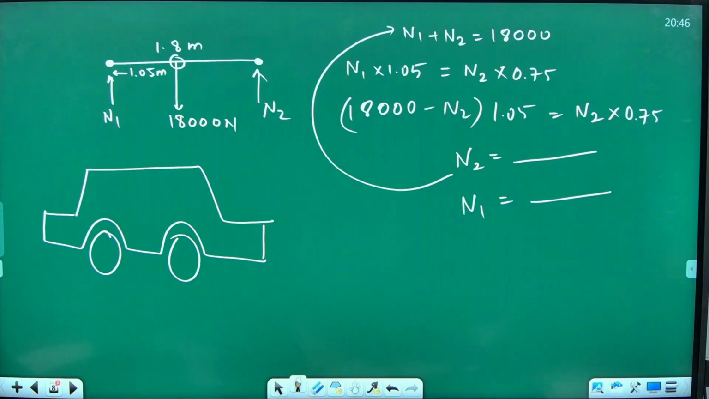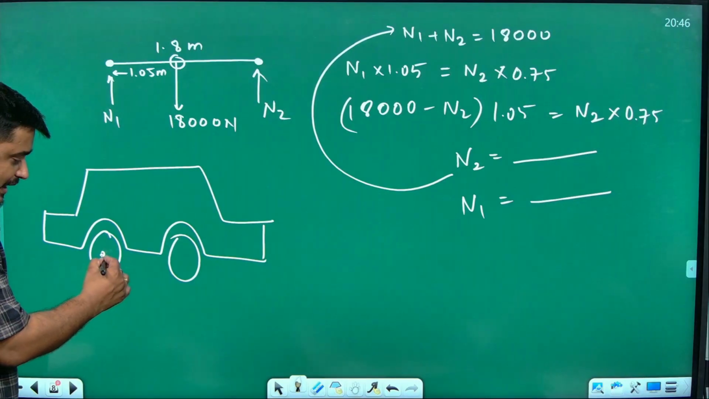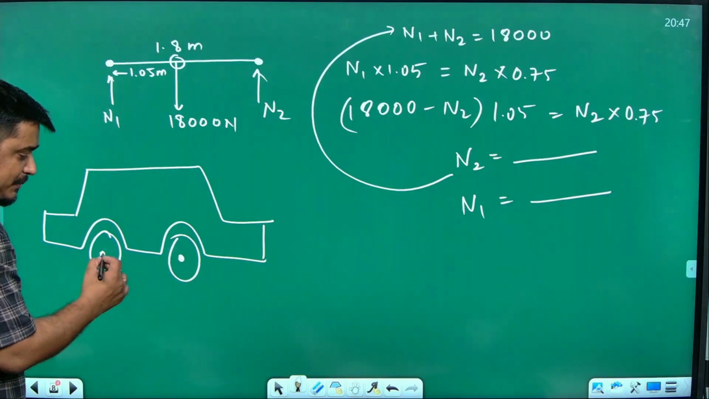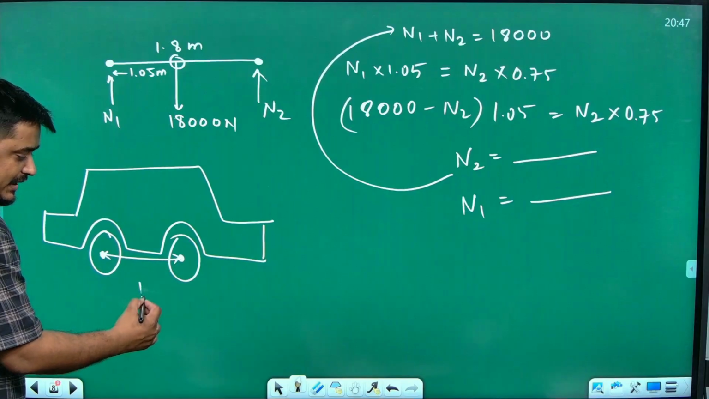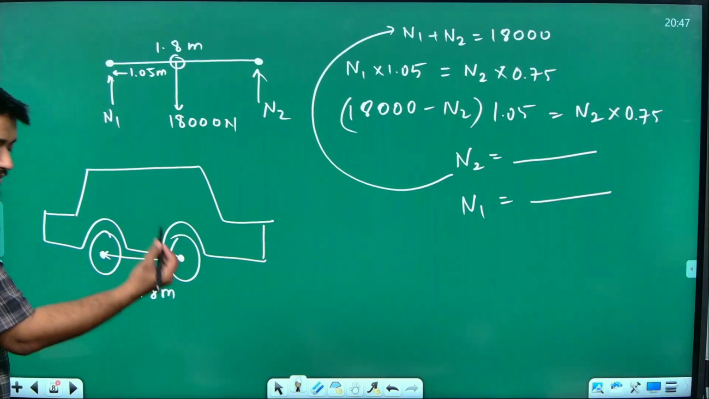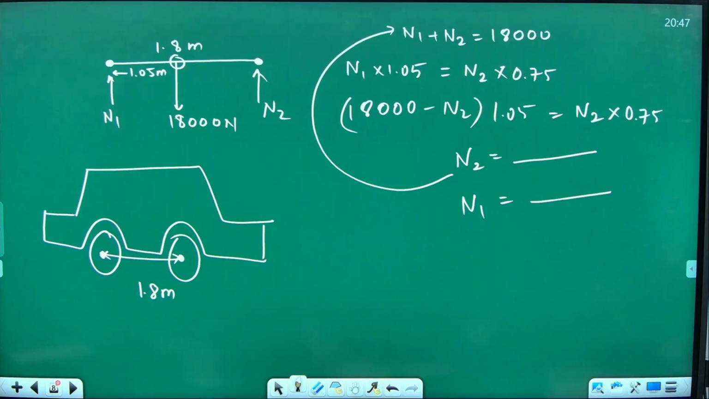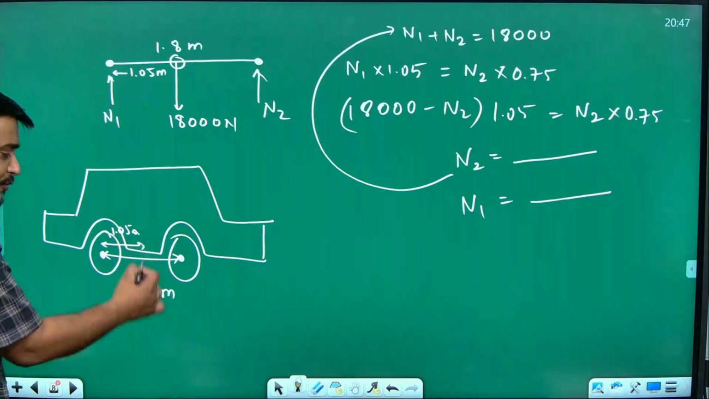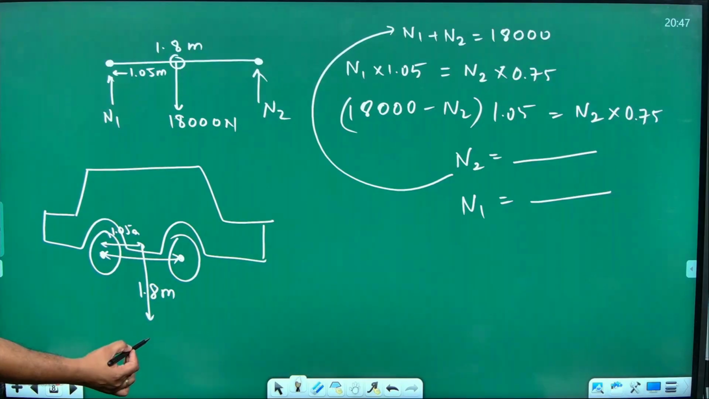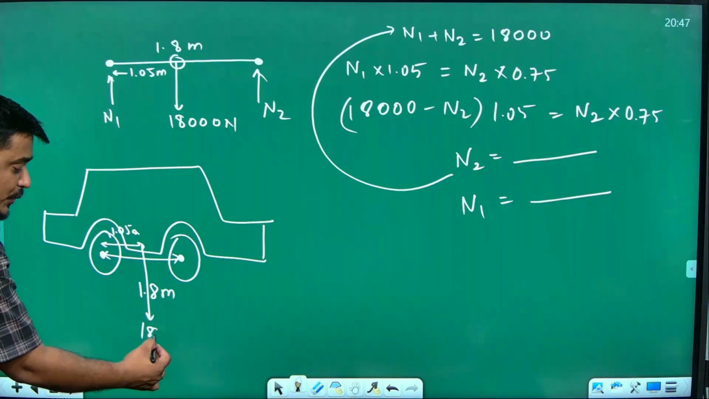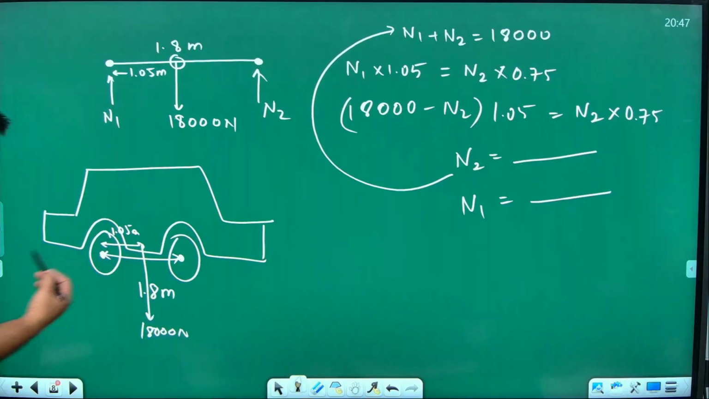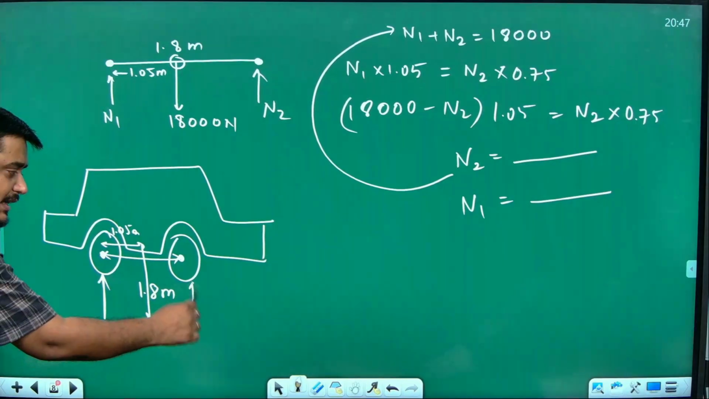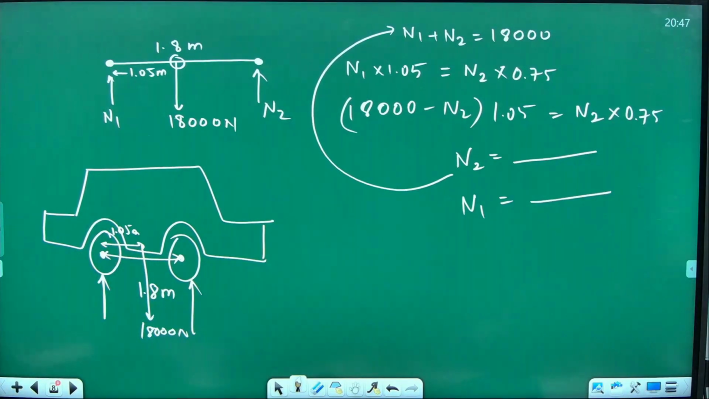Looks like a car. Okay, so they have told the front and the back axle is separated by how many meters? They have told the whole mass of the car is lying 1.05 meter from the front axle. How much is that? 18,000 newtons. What they're asking you to find is the force given by the ground on the wheel. This is the question.